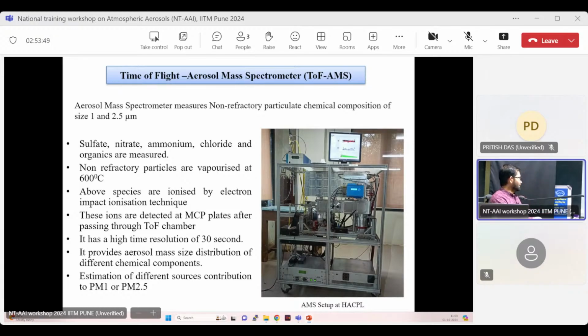This measurement technique utilizes electron impact ionization.